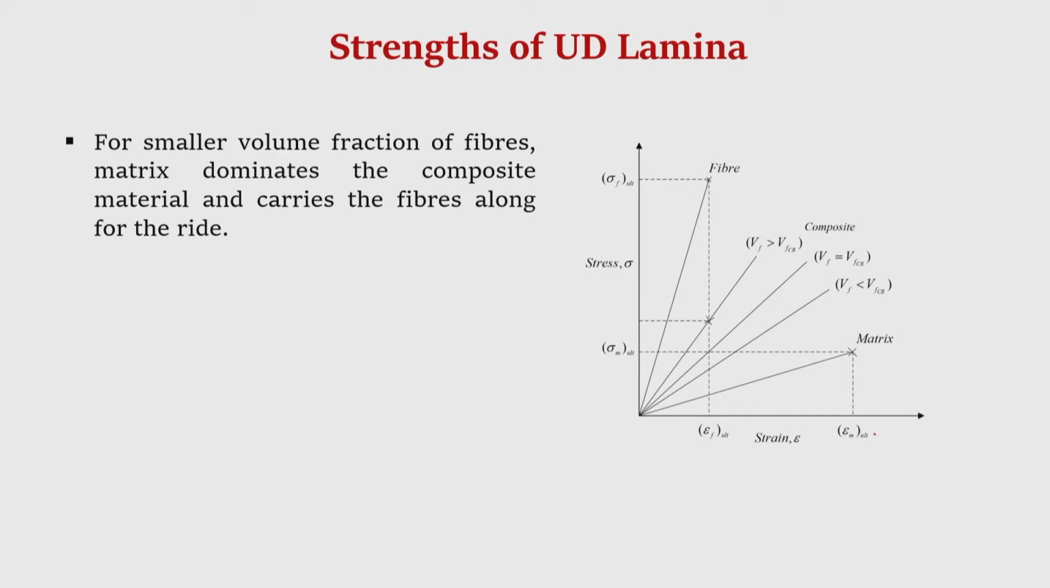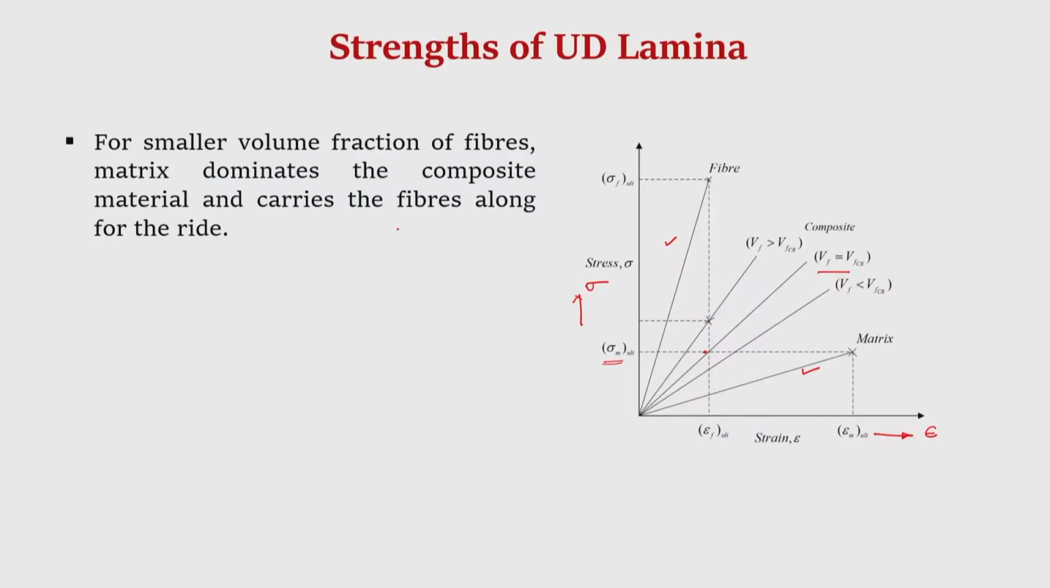For smaller volume fractions, what happens? Suppose for a given composite, we add fibers, say 1% fiber volume fraction. I am just taking an arbitrary example. Now, as we have discussed, look at this stress strain curve for the composite. This is the stress strain curve for the matrix, this for the fiber, and where the stress strain curve for the composite will be is decided by the volume fraction. And we understood already that if the volume fraction V f is equal to V f critical, then the longitudinal tensile strength of the lamina is just equal to ultimate tensile strength of the matrix, and only when the V f is more than V f critical, the strength will be more than that of the matrix.